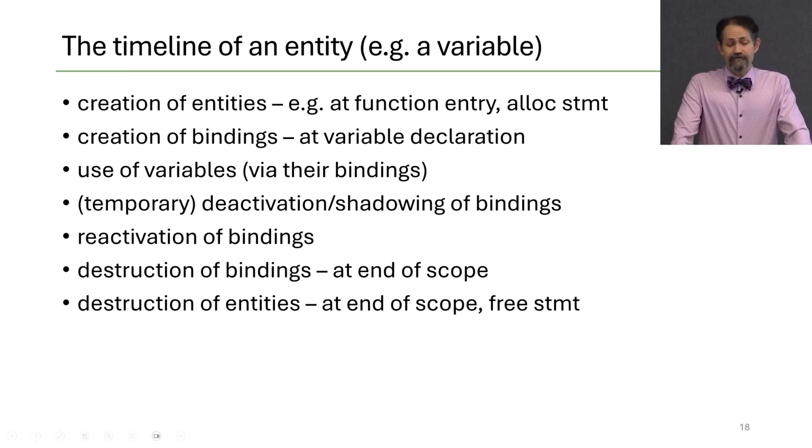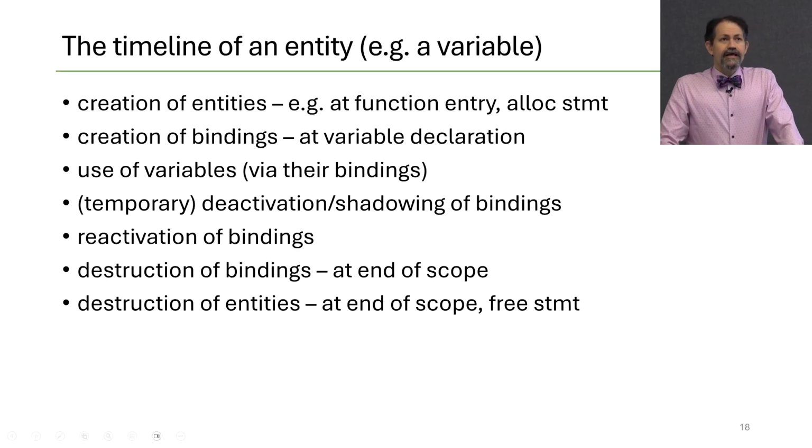Let's look at the timeline of an entity such as a variable. We start with the creation of entities, that is, the allocation of space for them. Generally, if it's a local variable or a parameter, this will happen at function entry. But it could also happen at an allocation statement time. Later, we create a binding to that variable, and this typically happens at the variable declaration, which for parameters is at the beginning of the function, but for other variables might be in the middle of the function.